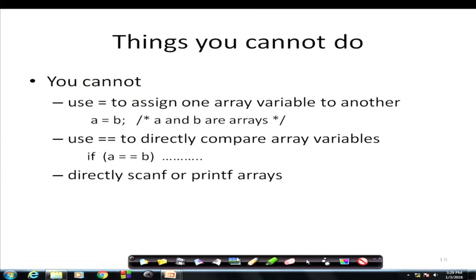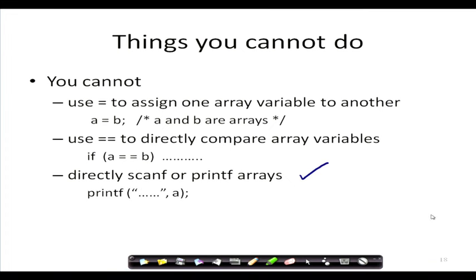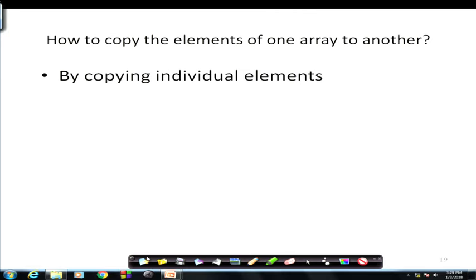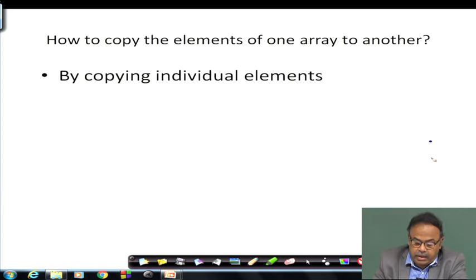So, reading and printing we cannot directly do, we have also to do it through a loop. So, I cannot do like this. How to copy elements of one array to another? By copying individual elements, I have already shown that. So, that is what we have to say about arrays right now.